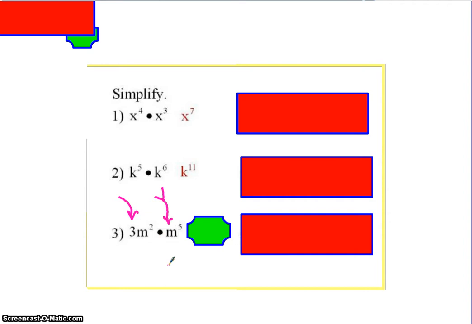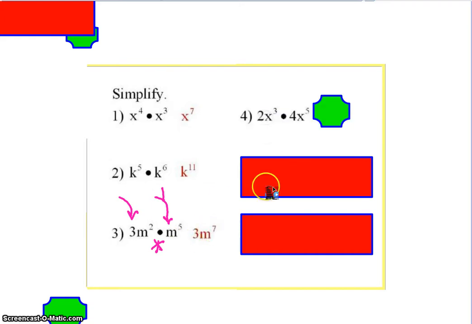As I said earlier, whatever the problem is doing is what you do with the coefficients. This is a multiplication problem, so 3 times 1 is still 3. Okay, so it stays 3. Your base stays the base. It doesn't change, so your base is m. And then you add your exponents, so 2 plus 5 is 7. So look at that and make sure you understand where the 3 came from, where the m came from, and where the 7 came from.